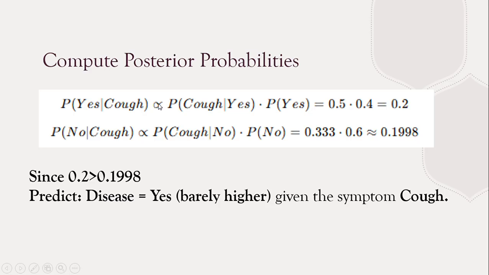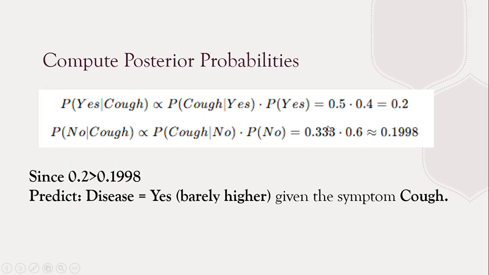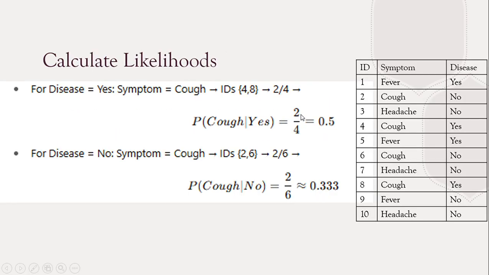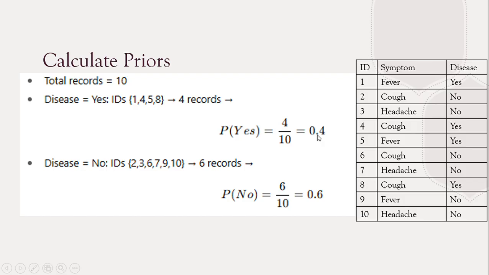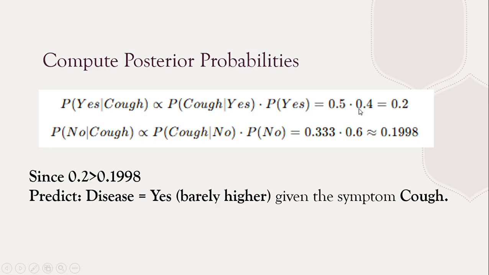Okay. So already we have calculated probability of cough given yes, that is our likelihood. So you can see it is 0.5. So that's why over here you can see 0.5. Probability of yes also we have calculated. So that is a prior probability which is 0.4. So 0.5 into 0.4, that is 0.20. Okay. That is, you can say, 20%.